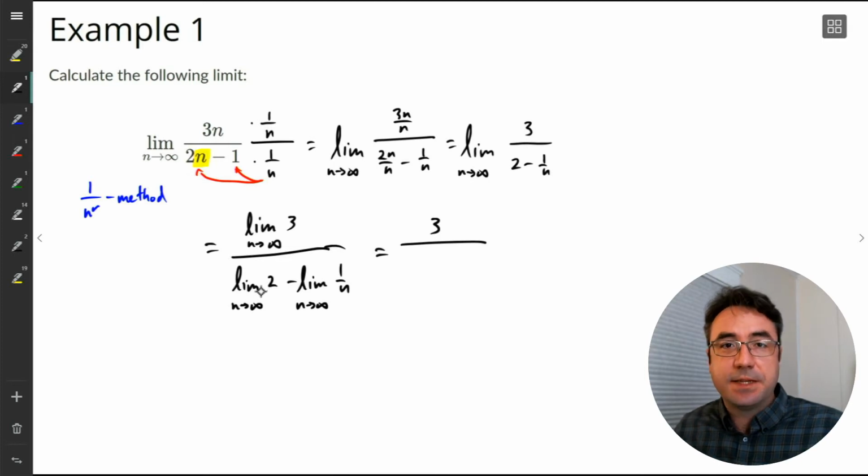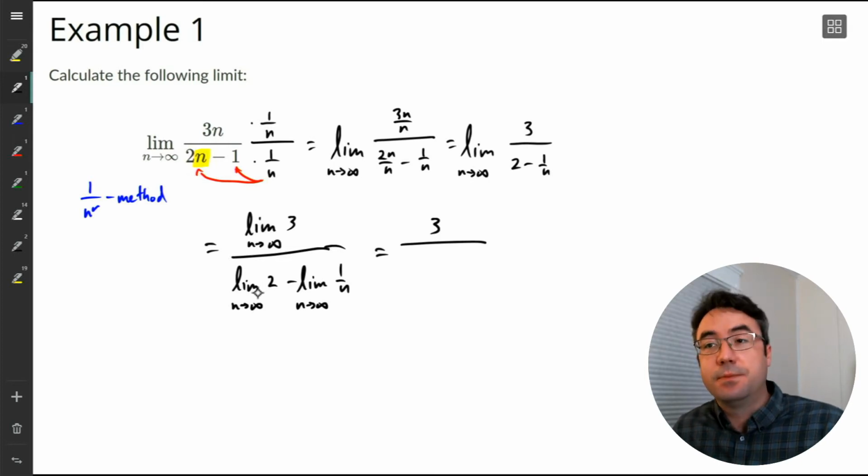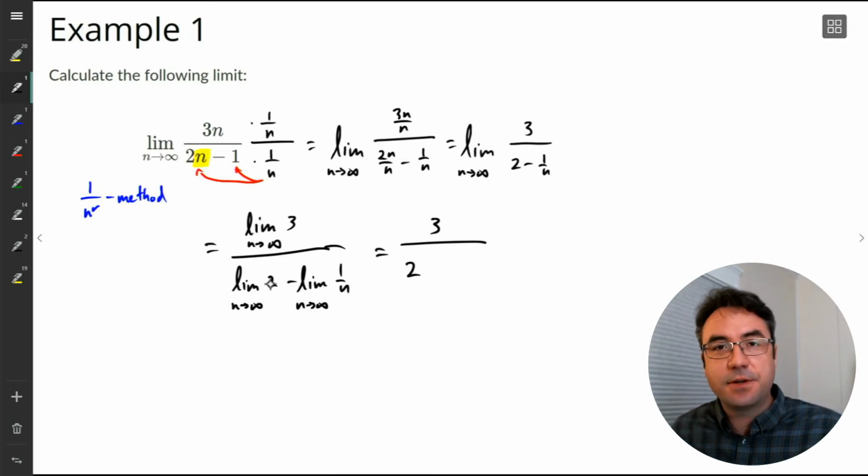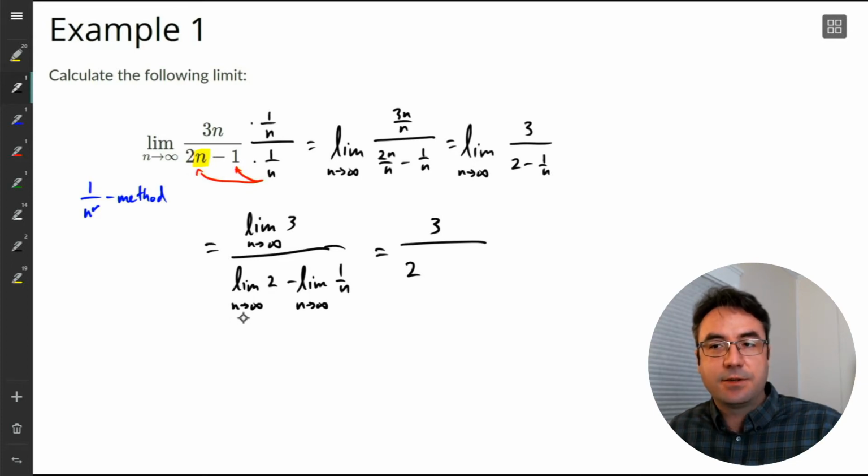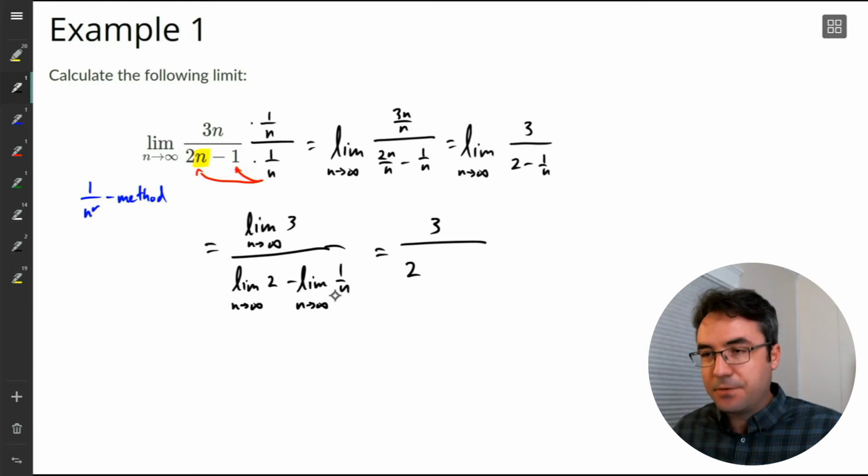What's the limit of constant 2? It's 2. Constant function doesn't change. A constant sequence doesn't change. So as n goes to infinity, 2 is not changing. It's a constant, so it just stays 2. Now, what about the limit of 1 over n as n goes to infinity?